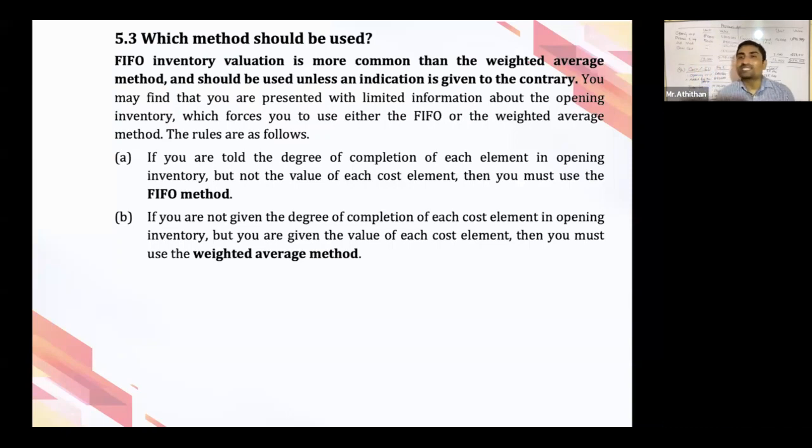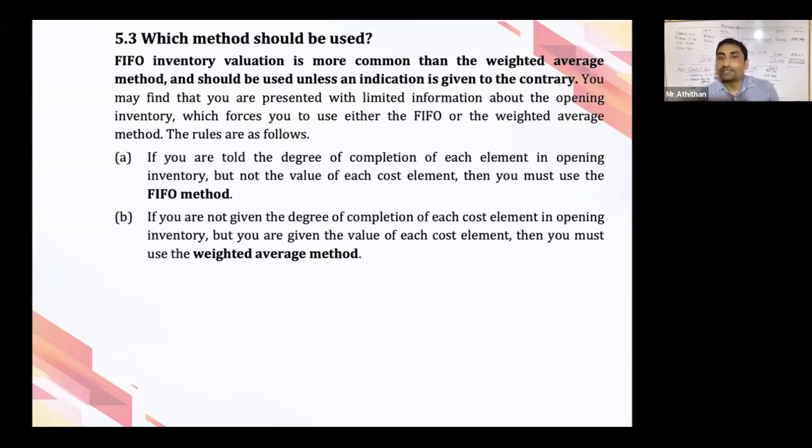Opening inventory is separately given for percentage of completion only in units. Percentage, not value, right? Opening inventory க்கு வந்து எத்தனை percentage complete தந்திருக்கு, ஆனா value தரையில்ல. Straight away go to FIFO. So அந்த நேரத்தில் நீங்க FIFO பயன்படுத்தலாம். If you are not given the degree of completion of each cost element in opening inventory, but you are given the value of each element cost, then you must use the weighted average method, right?